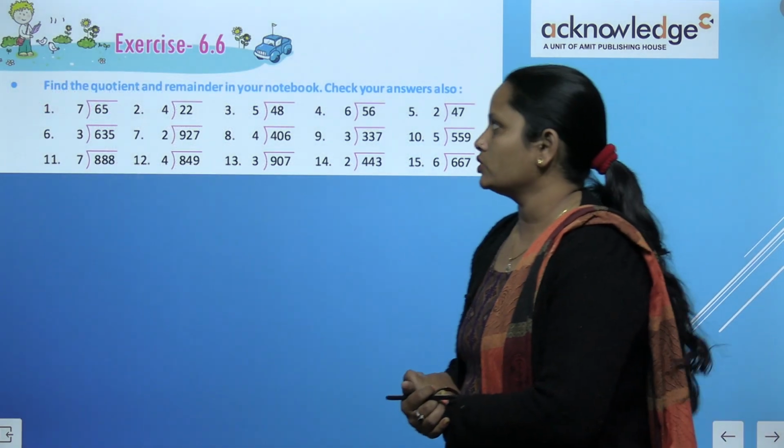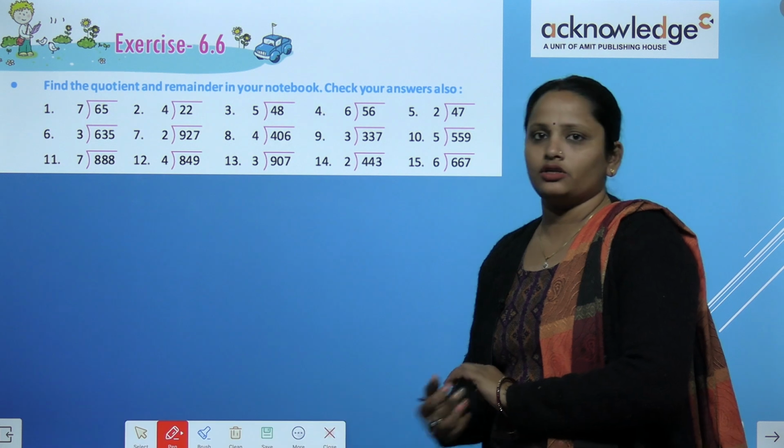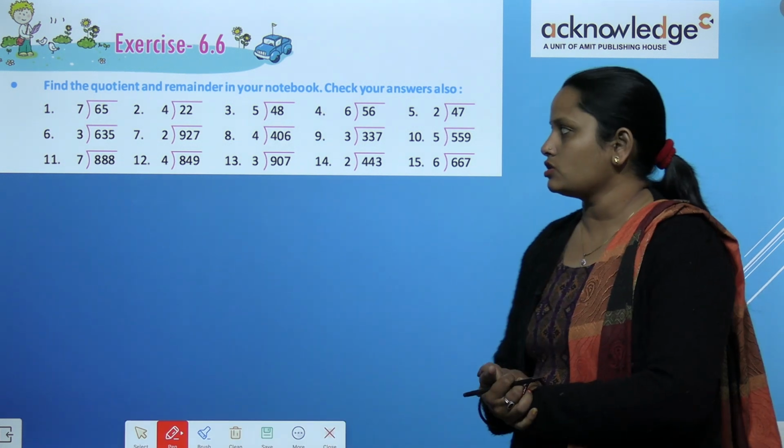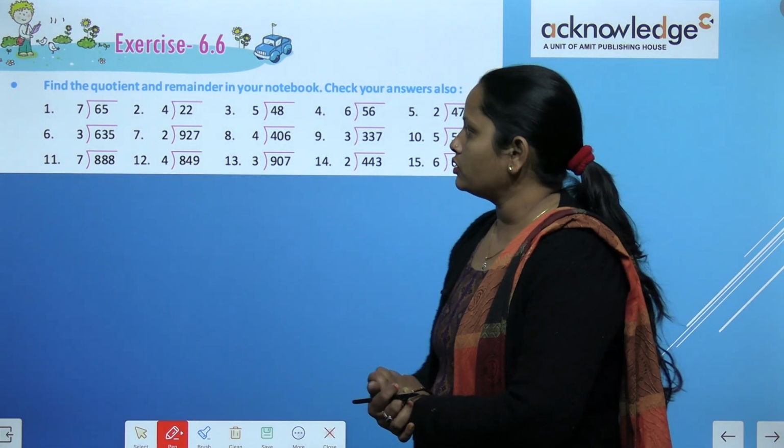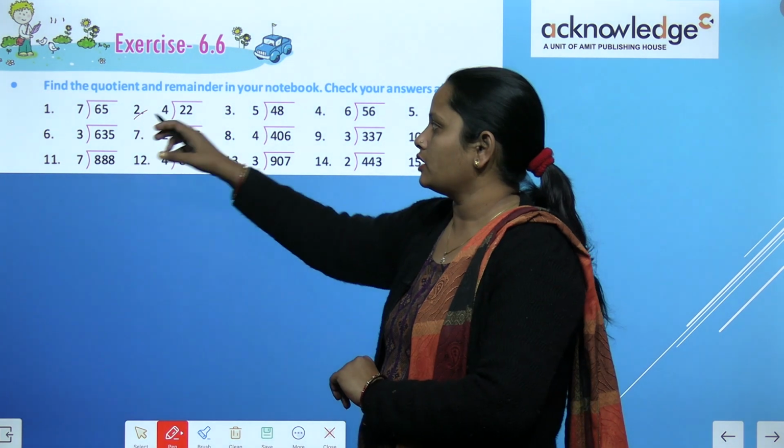Now children, let's do this exercise 6.6. Find a quotient and remainder in your notebook. Check your answers also. So what we have to do? We have to divide the given numbers and also check our answer. Let's do this second one.